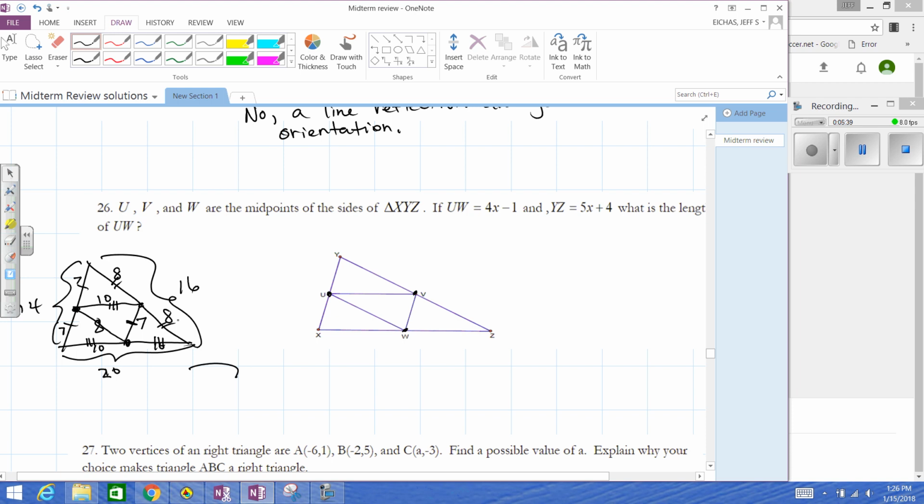Now if we go to this one here, UW is 4x minus 1, and the whole thing, YZ, is 5x plus 4. What I like to show students is that this midsegment is the same as each half. So really, this is 4x minus 1, and so is that, believe it or not. So this 5x plus 4 is the same as 2 of those 4x minus 1s.